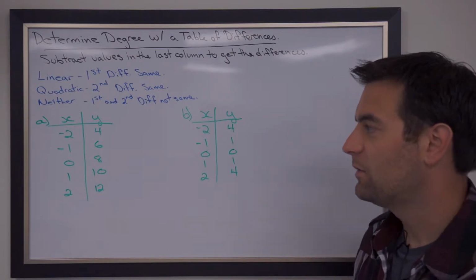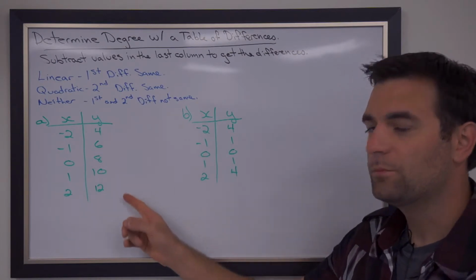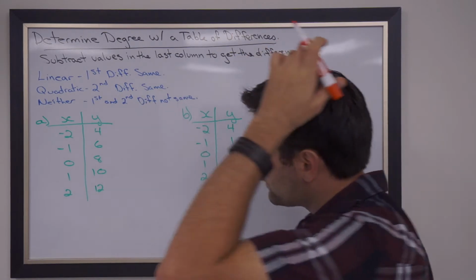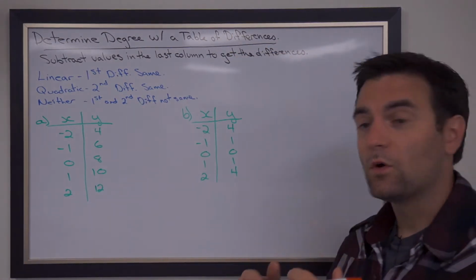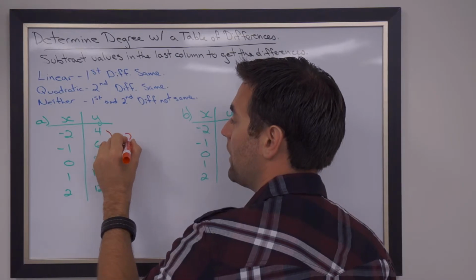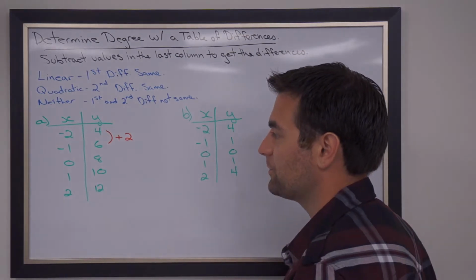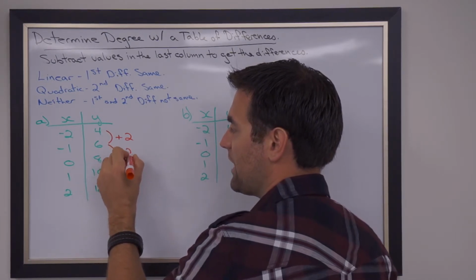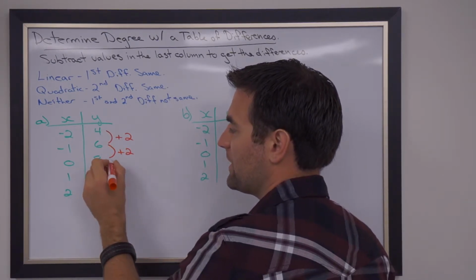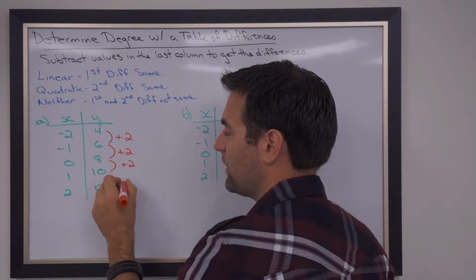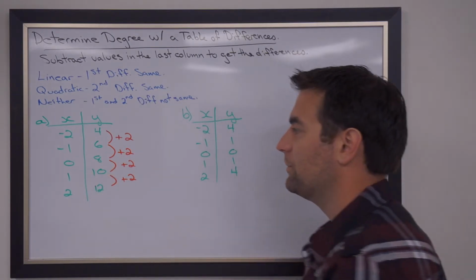In our first table, we look at the y column and we subtract 4 from 6. Or another way to look at it is, what do we have to do to go from 4 to 6? Well, we go up by 2. We have to add 2. To go from 6 to 8, we have to add 2. To go from 8 to 10, we have to add 2. And to go from 10 to 12, we have to add 2.